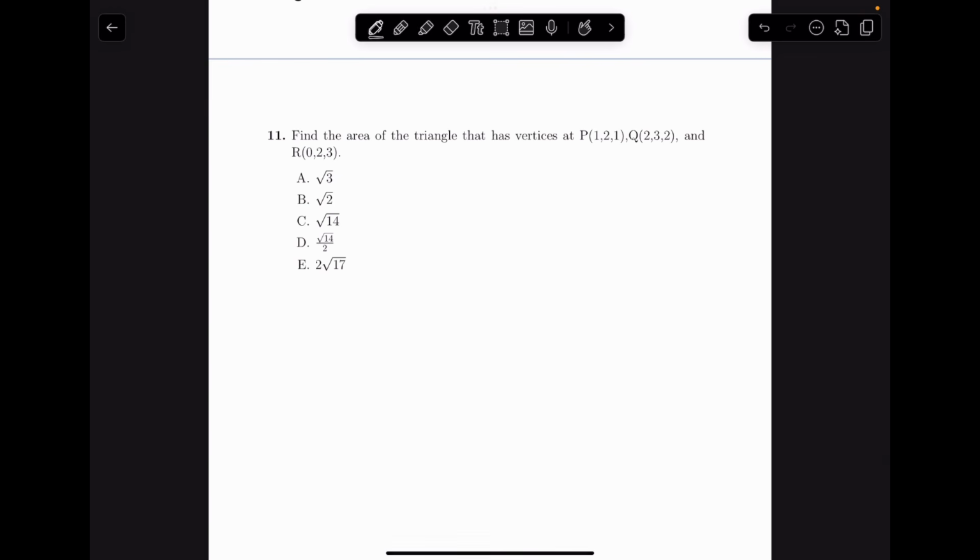Okay, question 11. Find the area of the triangle that has vertices at P(1, 2, 1), Q(2, 3, 2), and R(0, 2, 3). Okay, this is a Calc 3 class, so naturally you might expect some sort of cross product, because if you remember, you have two vectors, just like call them like this. Take the cross product and then take the magnitude of that. That's going to be the area formed if you make a parallelogram of those two vectors.